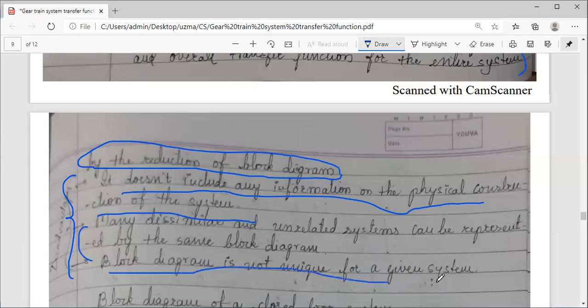Block diagram is not unique for a given system. अगर एक सिस्टम के लिए एक ब्लॉक डायग्राम मिला है, ओके, say four students are doing block diagram representation, all four may have different block diagrams, maybe the same outcomes, but block diagram representation is not unique.